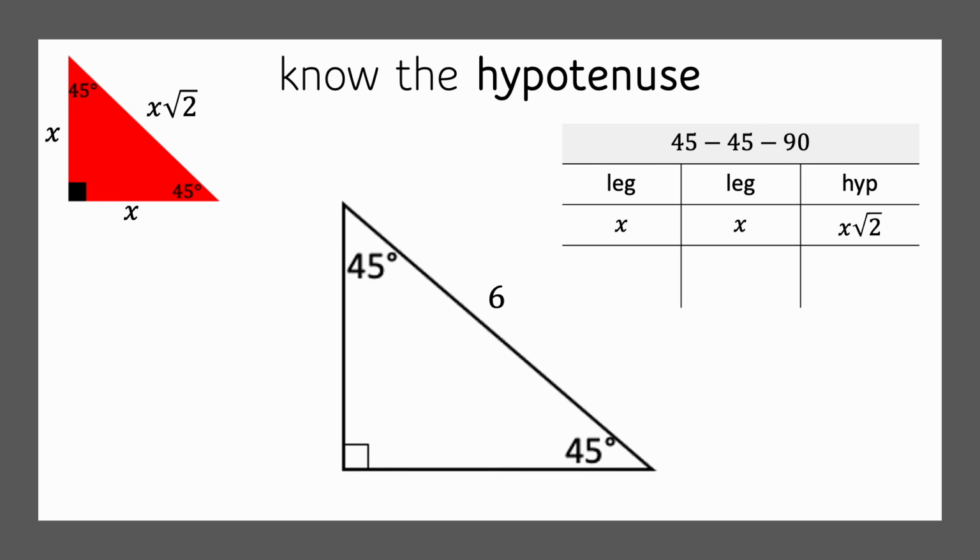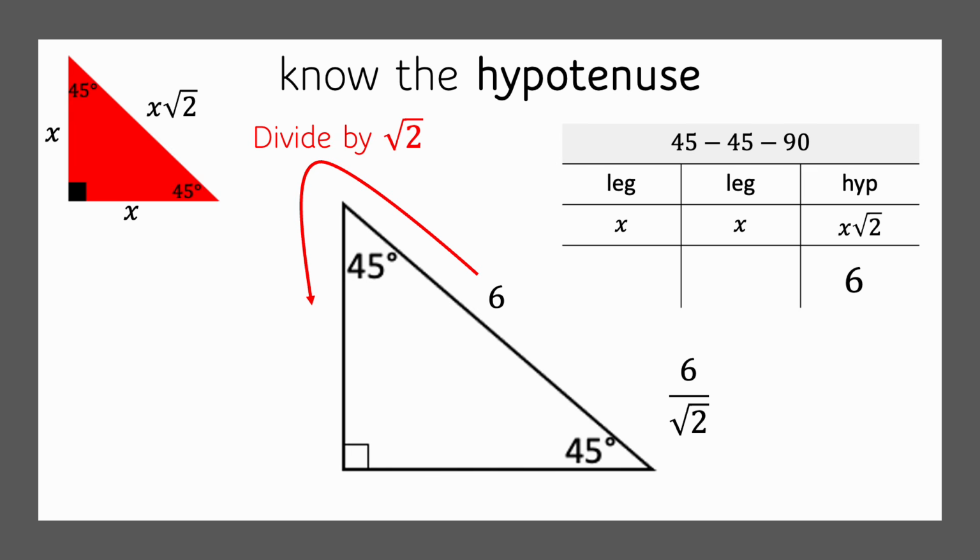What if the hypotenuse doesn't have a root 2 just sitting there that we can divide out and cancel? Like this one, the hypotenuse is 6. Well, we're still going to divide by root 2, but again, we might have to do a little bit of math. So 6 divided by root 2.